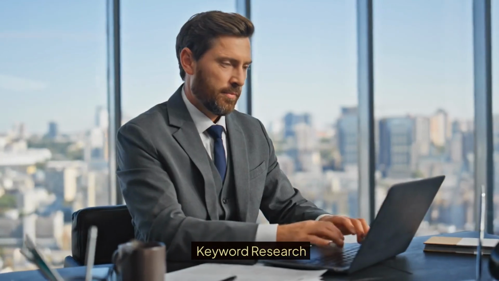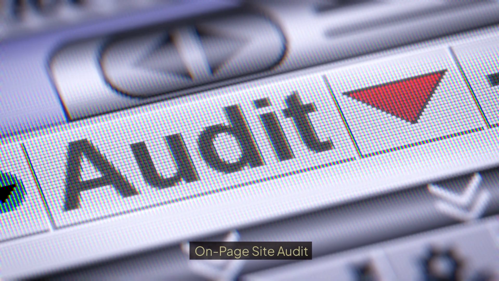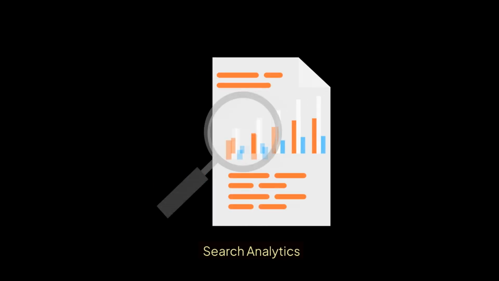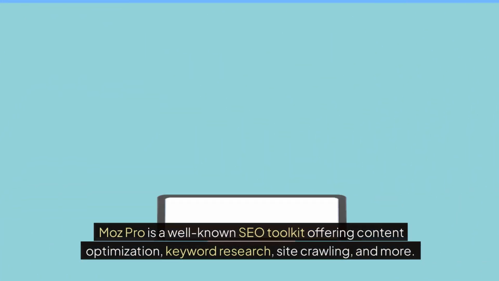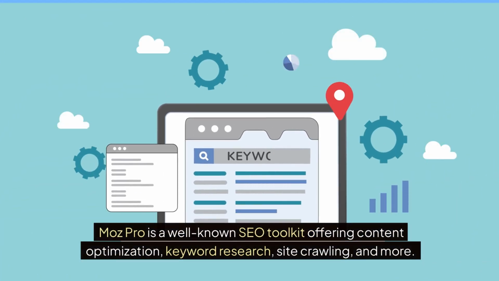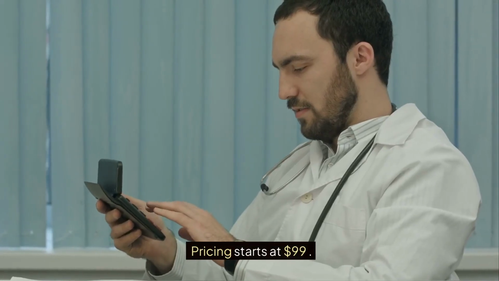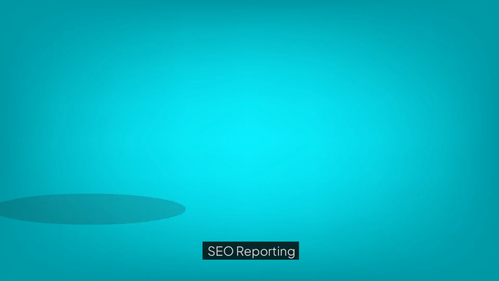Features. Keyword research. Competitor research. Rank tracking. On-page site audit. Backlink analysis. Search analytics. 4. Moz Pro. Moz Pro is a well-known SEO toolkit offering content optimization, keyword research, site crawling, and more. Pricing starts at $99. Features: Link Explorer, Keyword Explorer, Moz Local, Rank Tracking, Site Audits, SEO Reporting.